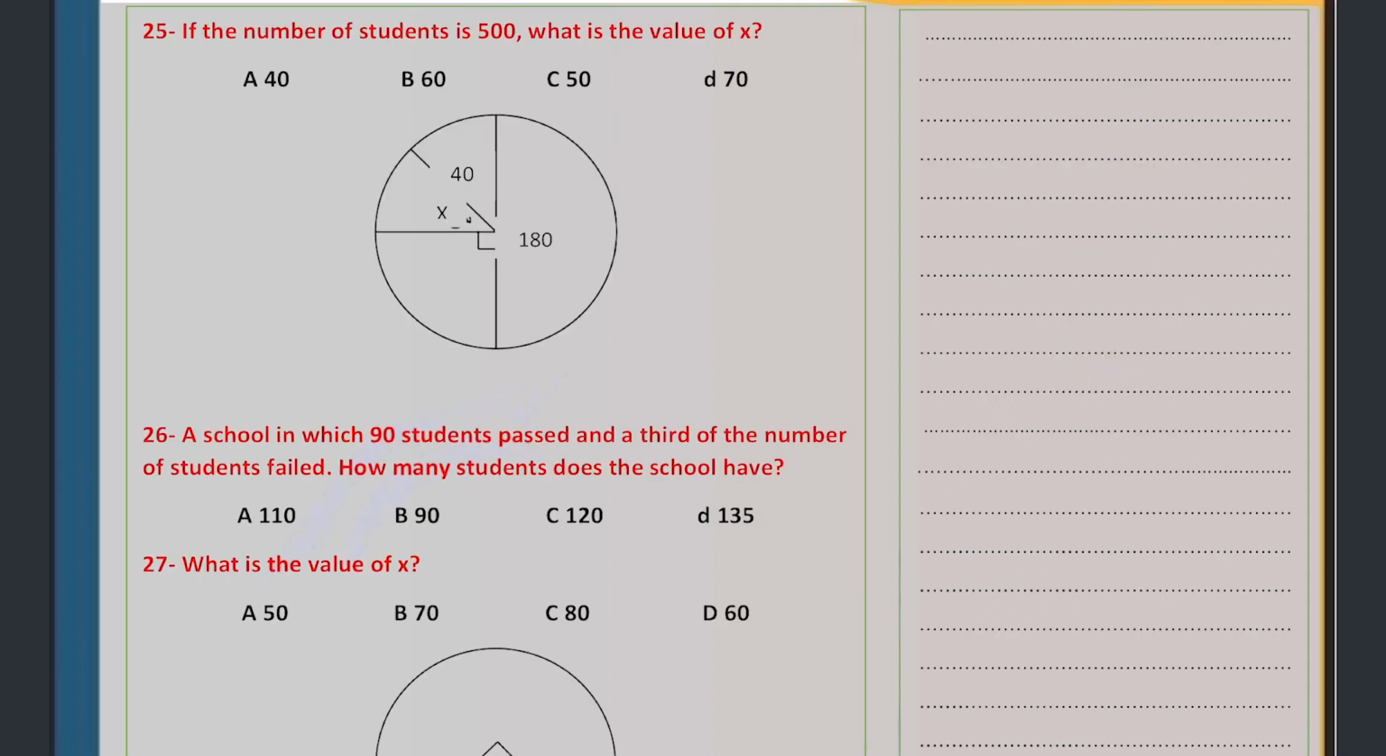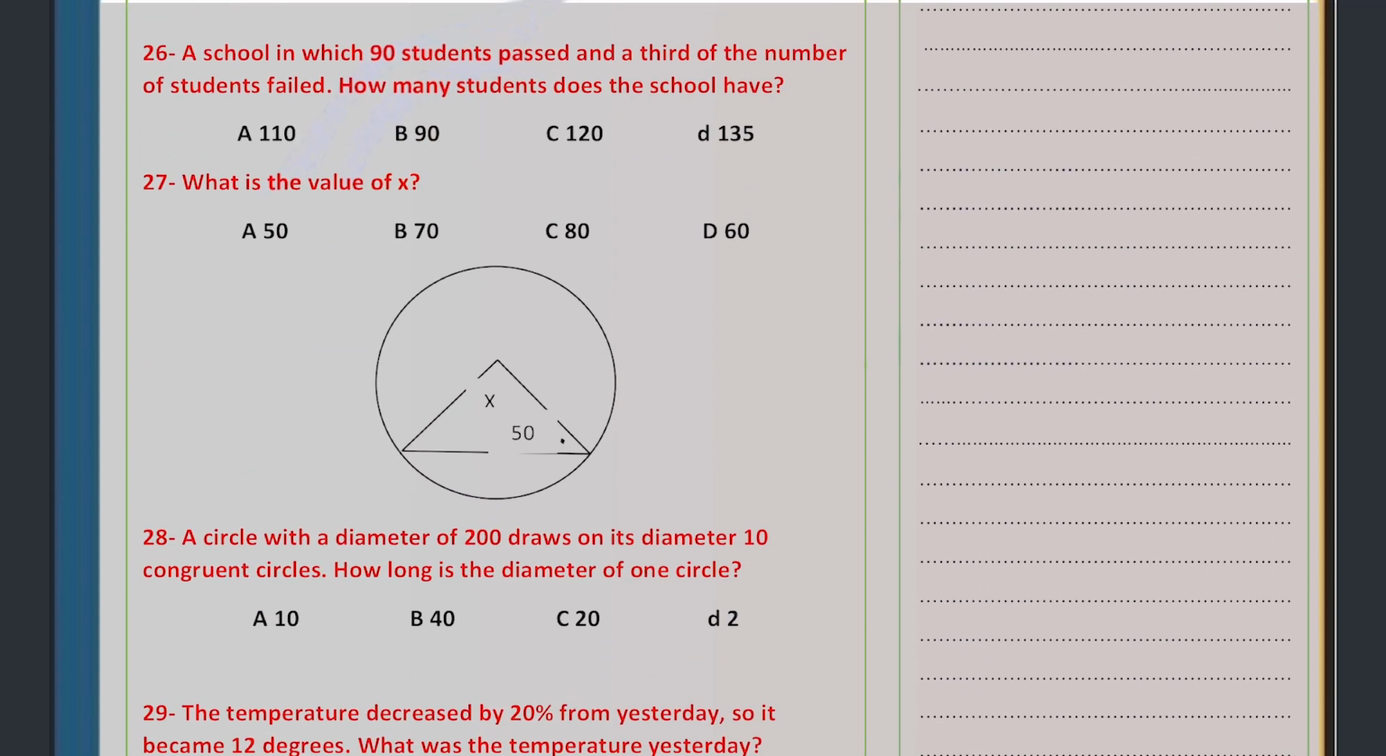If the number of students is 500, what is the value of x? Okay, this is 180 degrees, so here will be 180 degrees. If this is 90, so here will be 90. 90 minus 40 will be 50, and we did not use the number of 500 students, okay, because he's asking about the angle here.